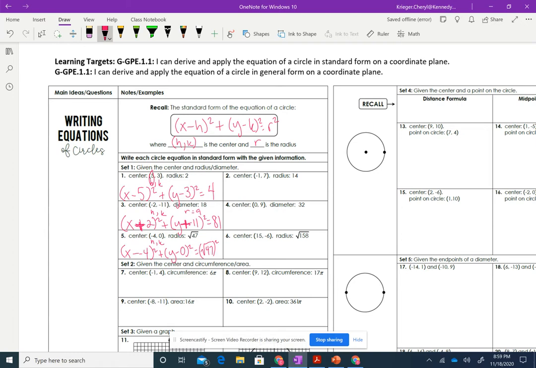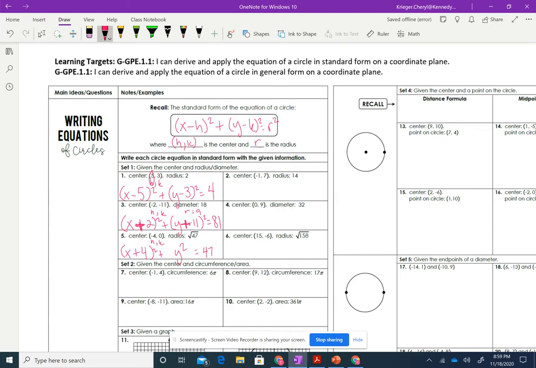So let's clean this up a little bit. (x - (-4))² becomes (x + 4)². (y - 0)² is just y². And (√47)² is simply 47, right? Because the squared and the square root cancel each other. Okay, so you should be able to do numbers 2, 4, and 6, no problem.